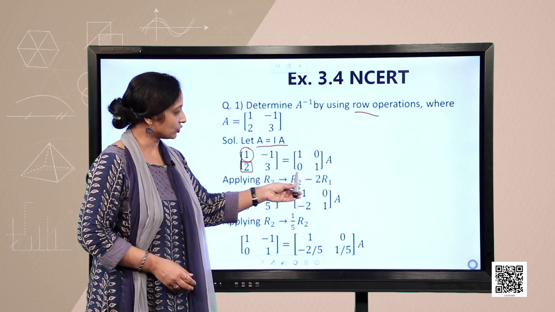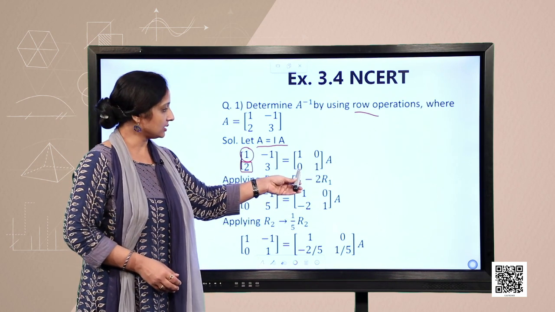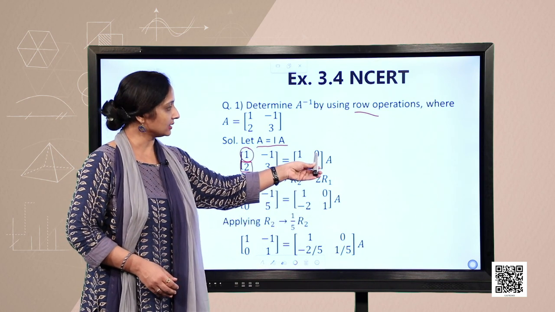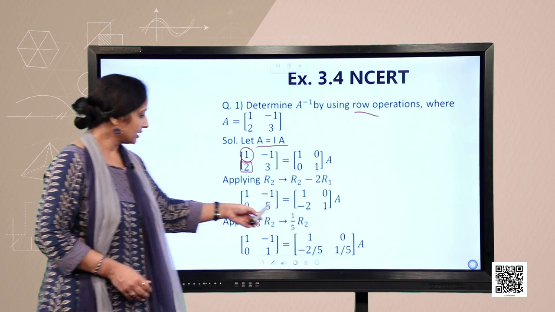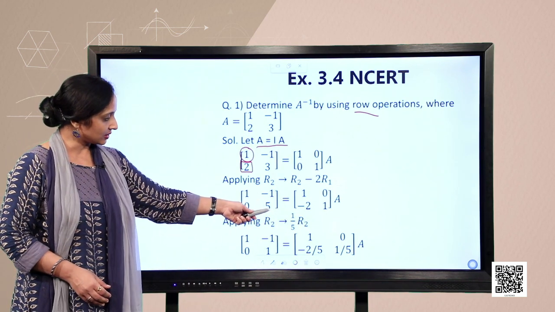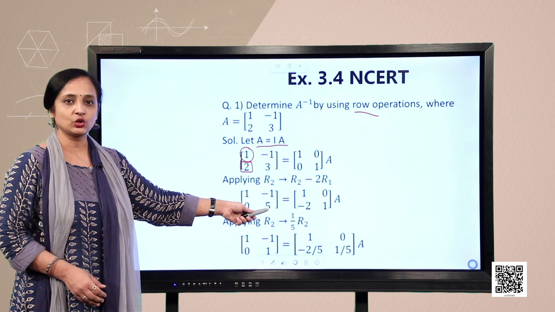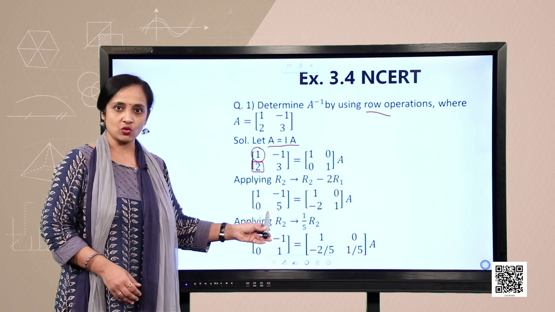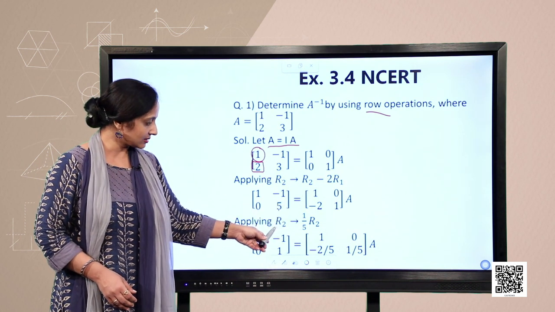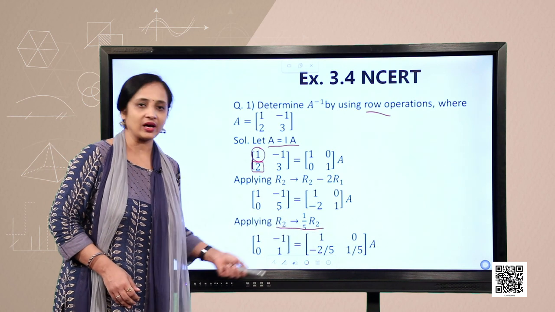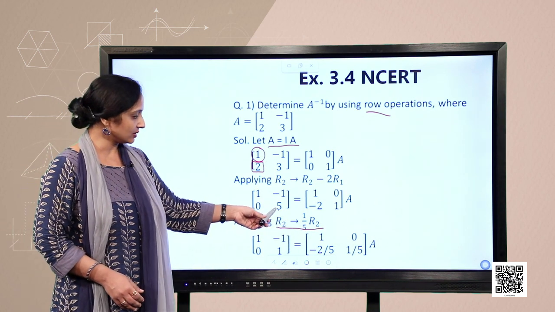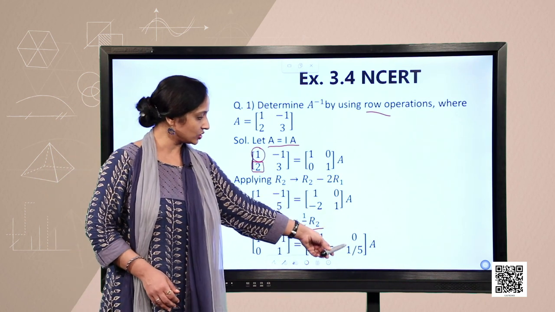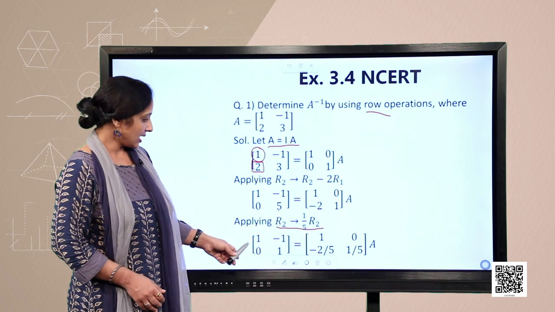The same changes have to be made in this R2 here. 0 minus 2 is giving you minus 2. 1 minus 0 is giving you 1. So let's proceed further. The next step is to make this element a22 as 1. For that, we have to divide this row by 5. So we can write it as R2 changes to 1 by 5 R2. So this becomes 1 here, this becomes minus 2 by 5, and this one changes to 1 upon 5.